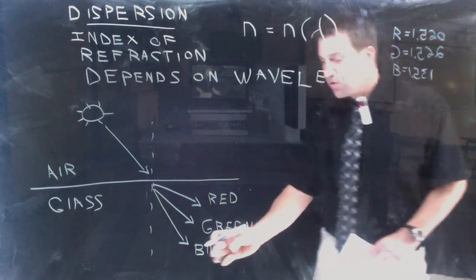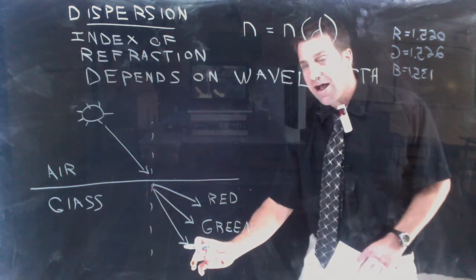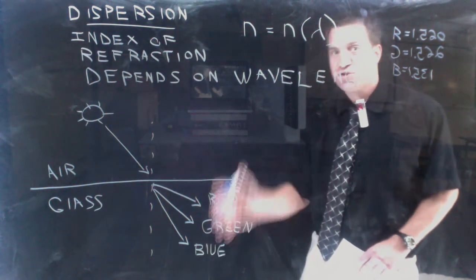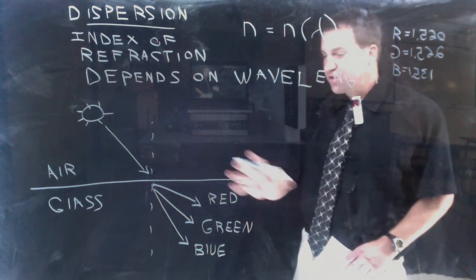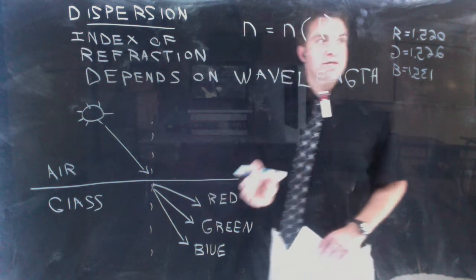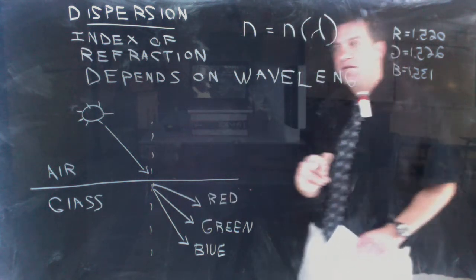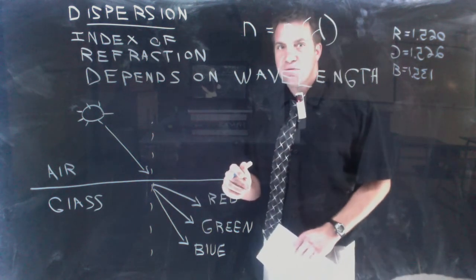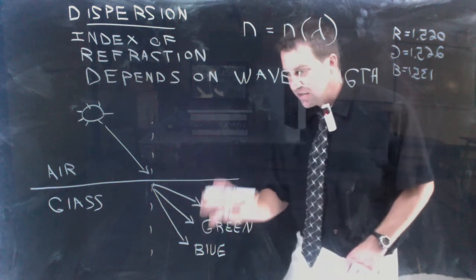And so blue is a shorter wavelength, so it has a higher index than the red. Now, I didn't draw this to scale, so these things aren't going to be nearly spread out this much. But these numbers are pretty close to being equal. We just did this for simplicity here, okay?